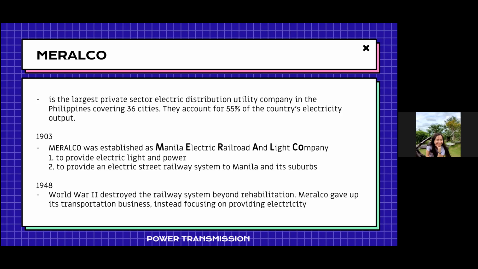Dahil naman sa World War II, nasira yung railway system ng Pilipinas beyond rehabilitation. Kaya naman, Meralco gave up its transportation business. Instead, they focused on providing electricity. Now, Meralco just stands for Manila Electric Company.